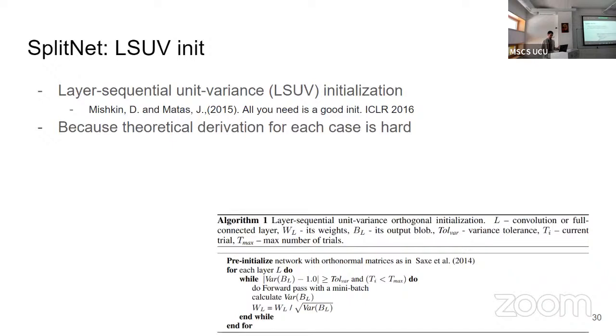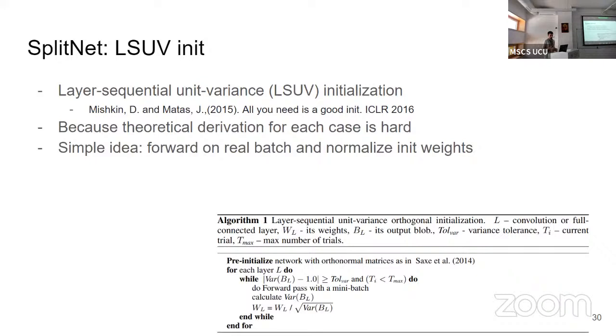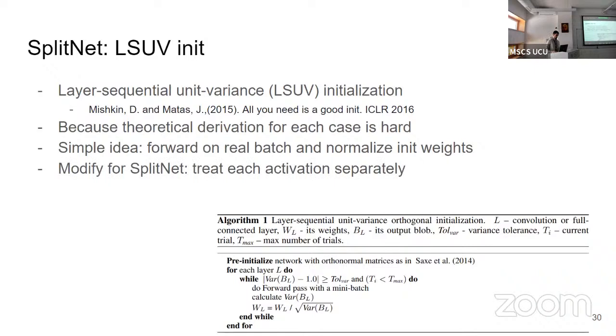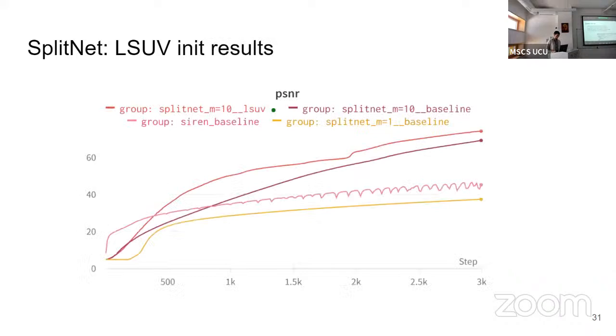And they proposed a simple idea: just scale them manually. Do a forward pass on real data, calculate the variances, and scale the weights once, and this really works well. For split net it really worked well, and it required some modifications to treat each activation branch separately. And this plot shows the comparison to the baseline. The two baselines were the original split net without Gaussian pulse activations, and SIREN. The multiplier of activations really improved over the baselines, and the initialization also improved over the baseline.